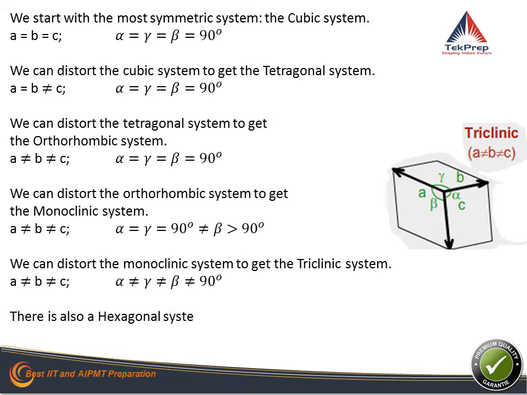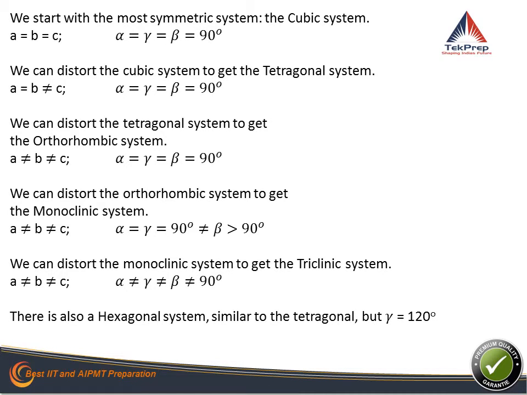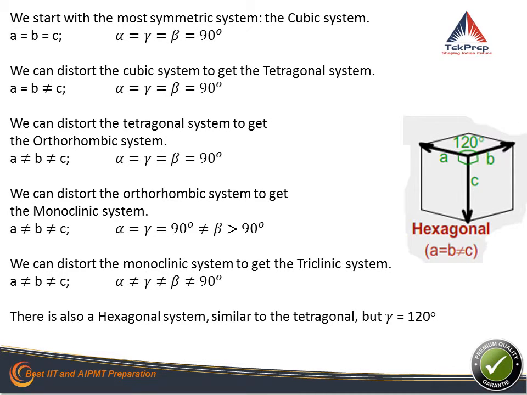The last but not the least is the hexagonal, which is similar to the tetragonal. However, one of the angles is equal to 120 degrees. If you see, two sides are equal, but however one side differs. Two angles are the same, however one angle differs at 120 degrees. So this is the hexagonal system.